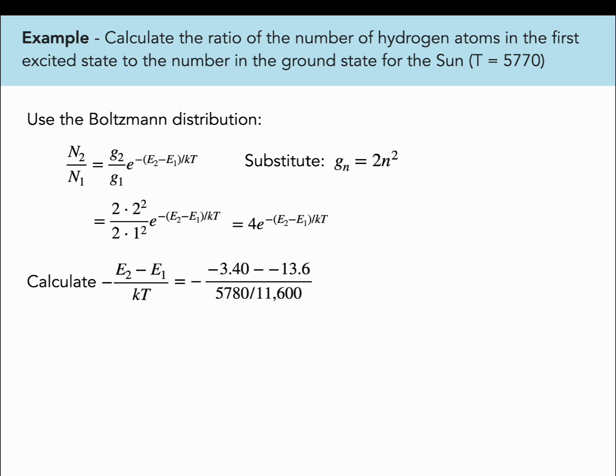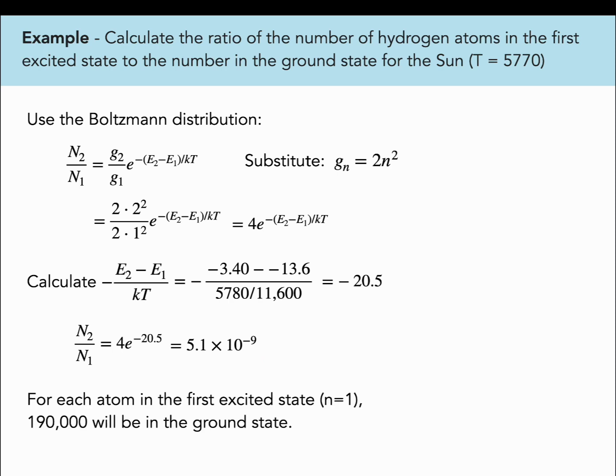Now we want to calculate this term. So the energy level of the first excited state, you can calculate it, is minus 3.4. Ground state is minus 13.6 electron volts. The temperature is 5780 Kelvin, and 1 over 11,600 is the value of k in electron volts per Kelvin. So when you plug all that in, you get minus 20.5. So this is the value that you now go back and plug in right here. So that ratio is just 4 times e to the minus 20.5. So you get that.